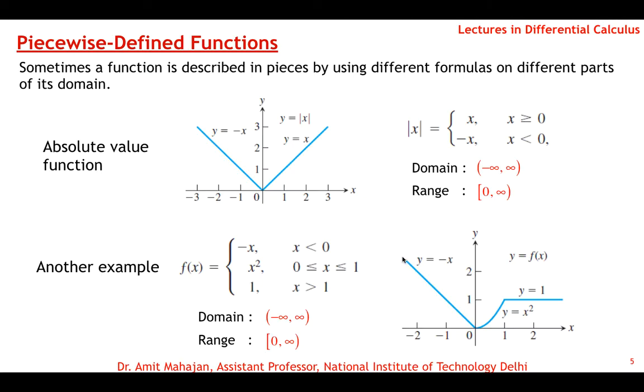If we draw this, the first curve is y is equal to minus x, where the domain is minus infinity to 0, then from 0 to 1 it is the y is equal to x square curve, and then when x is greater than 1, it is the y is equal to 1 line. You can see that y is always positive. So the range is 0 to infinity.